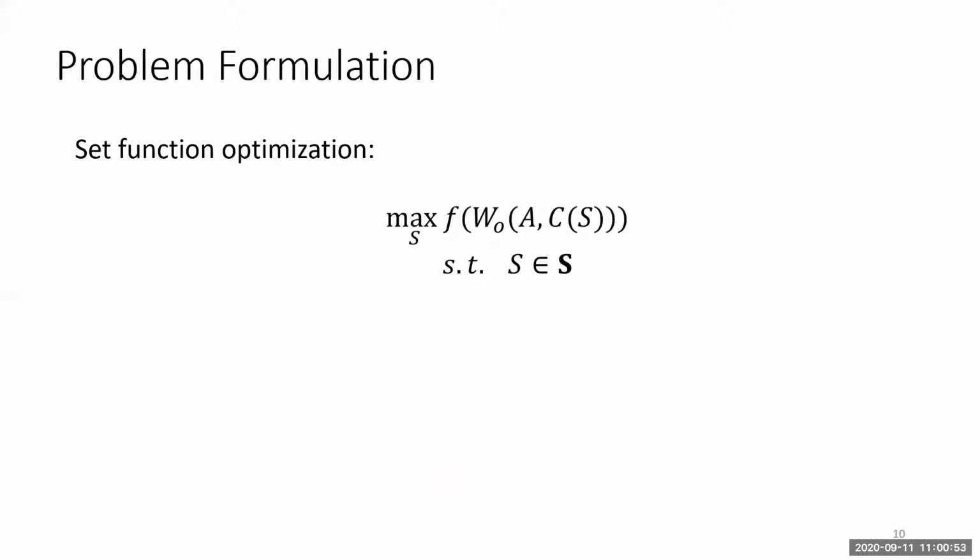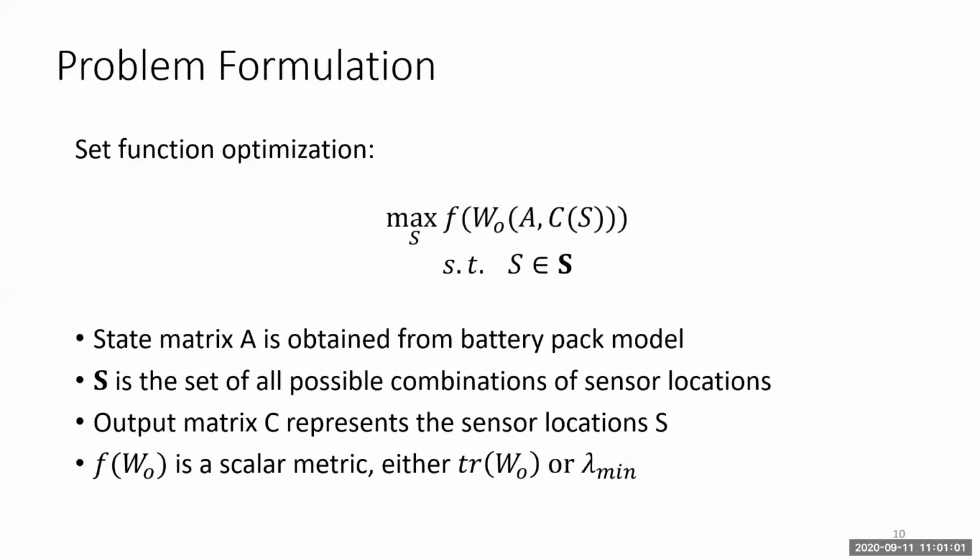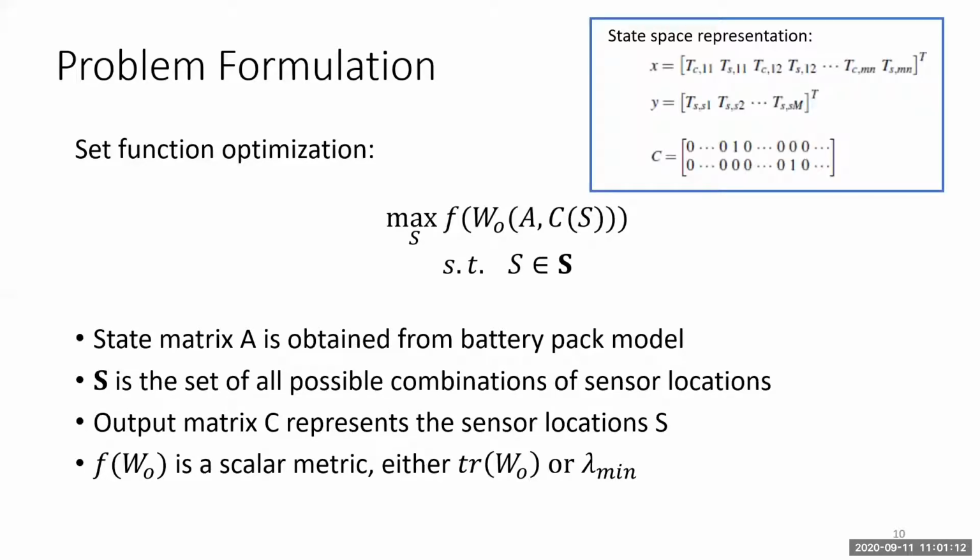The optimal sensor deployment problem can be formulated as a set function optimization problem, and the cost function is shown as follows. In the equation, A is the state matrix obtained from the battery pack thermal model, and S is the set of all possible combinations of the sensor locations. In the C matrix, the number of rows denotes the number of sensors. Note that in the state X, even entries are the surface temperatures, so in the C matrix, the even entries with element 1 mean that the surface temperatures can be measured by sensors. Function f can be either the trace metric or the minimum eigenvalue metric.